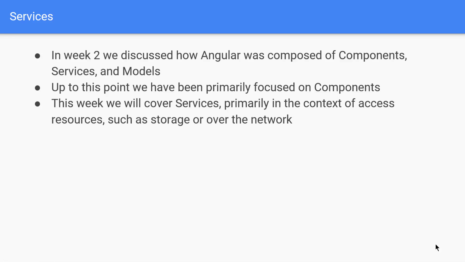In week 2, we discussed how Angular was composed of components, services, and models. Up to this point, we've primarily focused on components. This week, we'll cover services, primarily in the context of accessing resources such as storage or over the network, but a service can be used and should be used for any code that does not exist just for a single page.